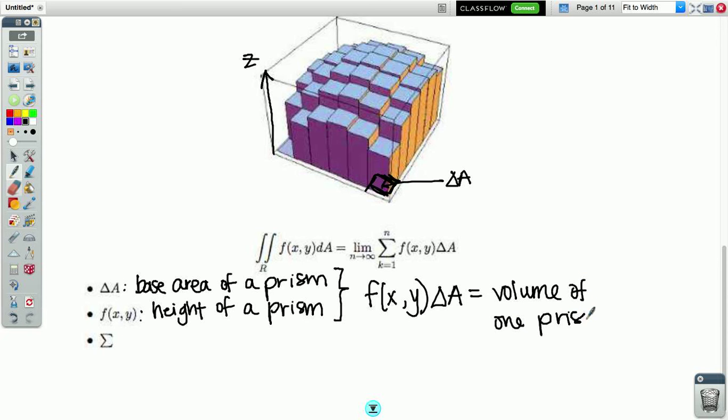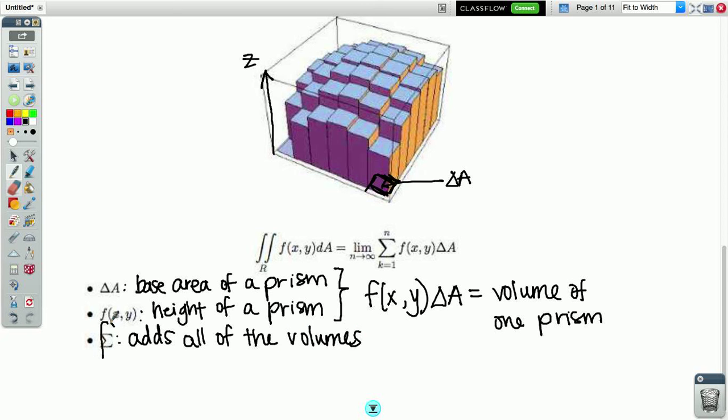Volume of one of the prisms. And then of course we don't just want one of them, we want to add them all up, so we sum them. So this adds all of the volumes.